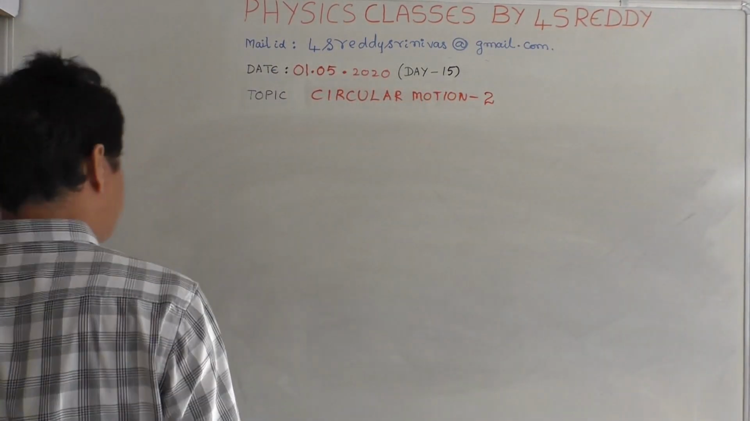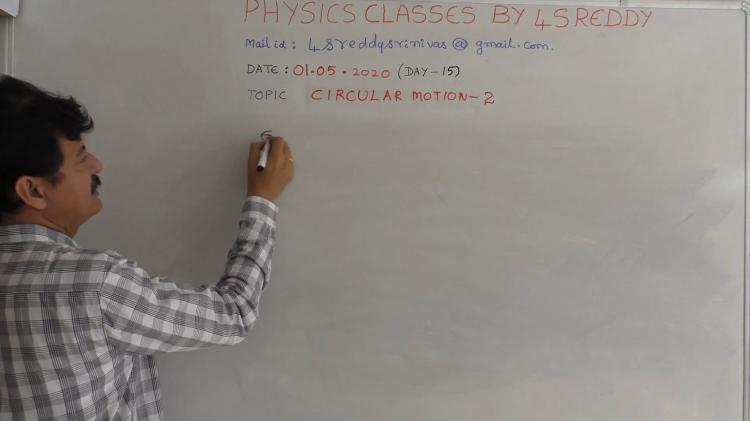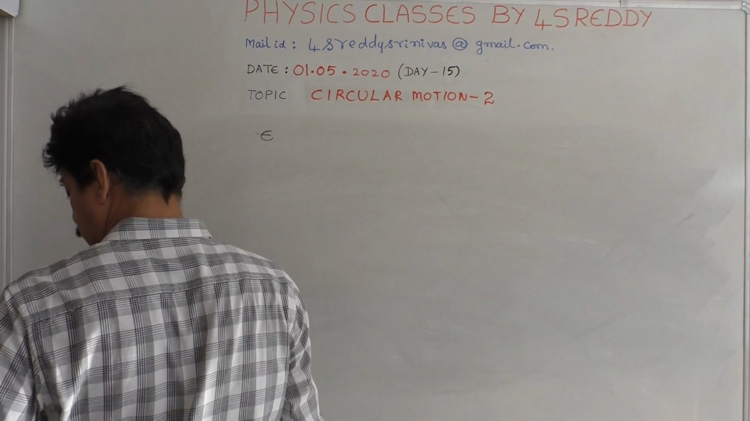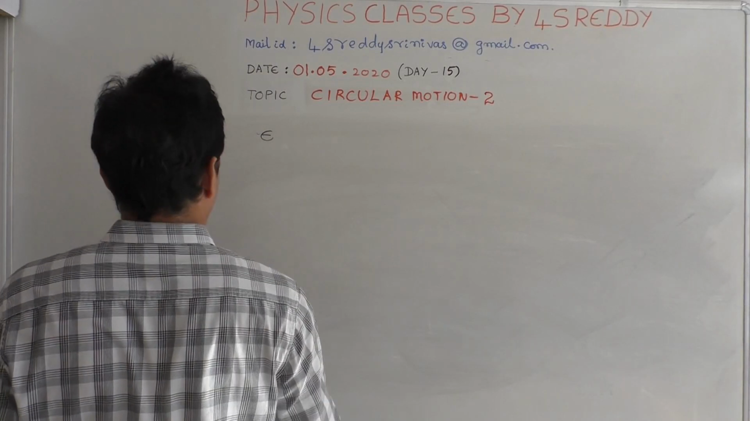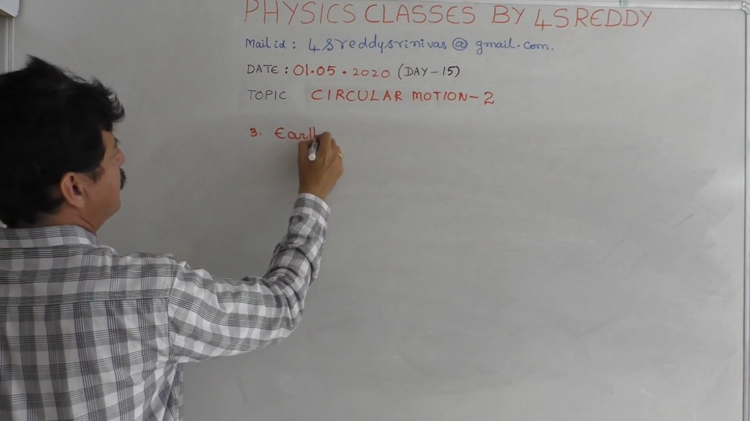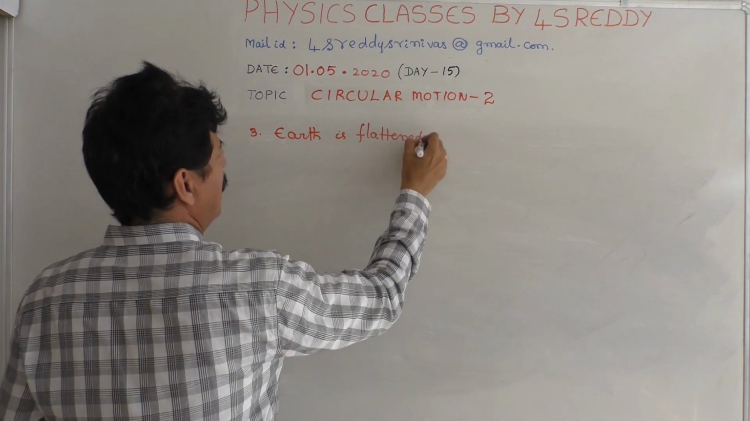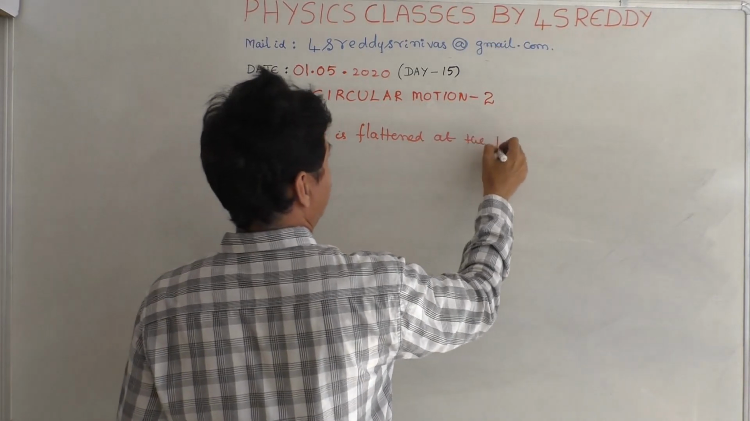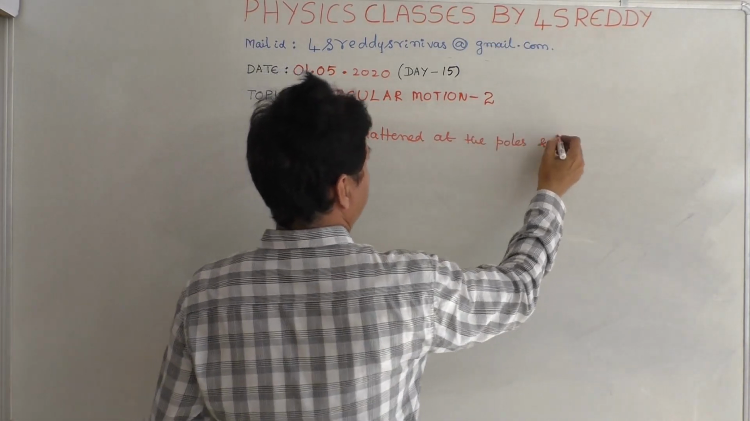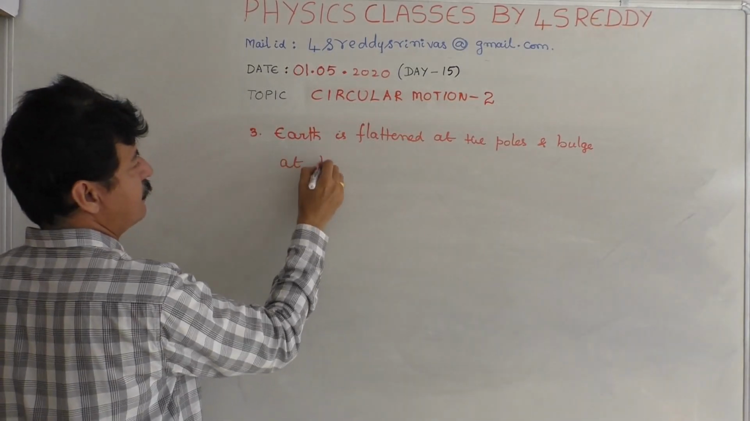You may be given another question. Another one you can give is the third one: the earth is flattened at the poles and bulges at the equator.